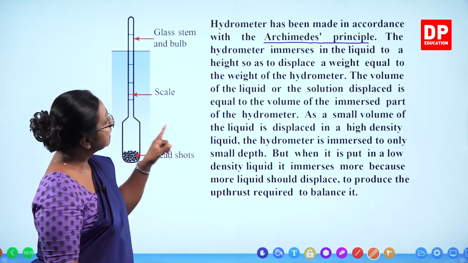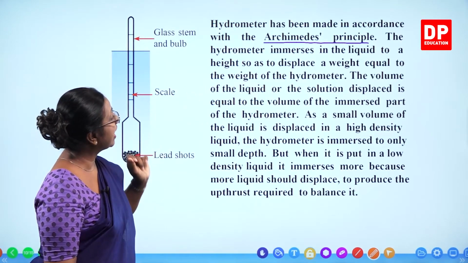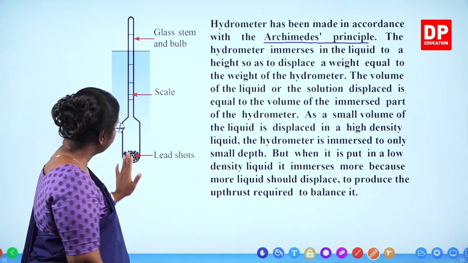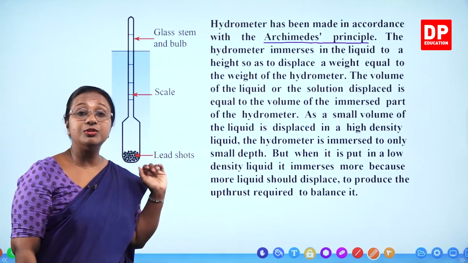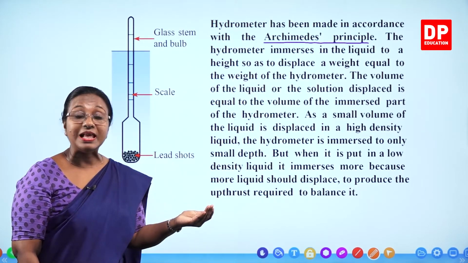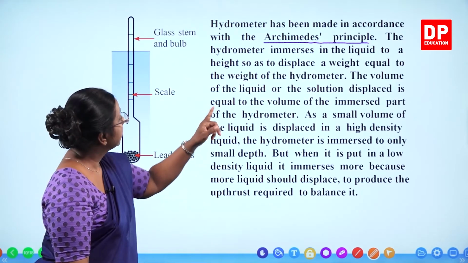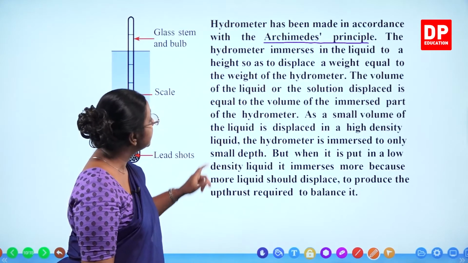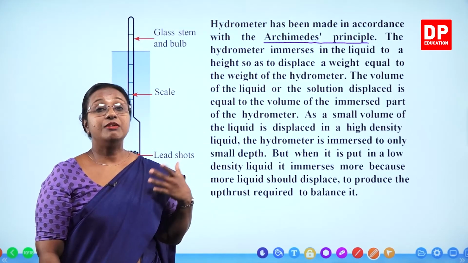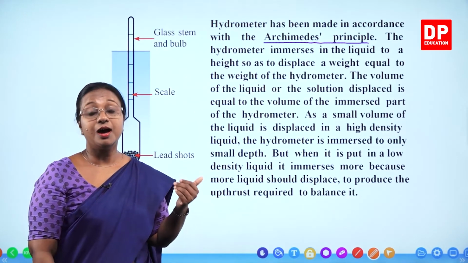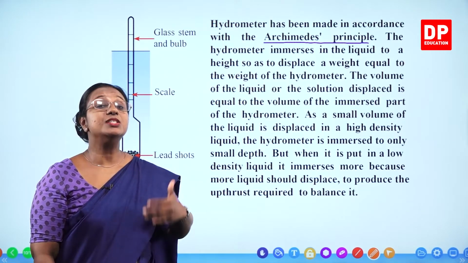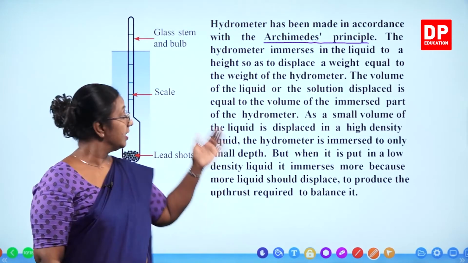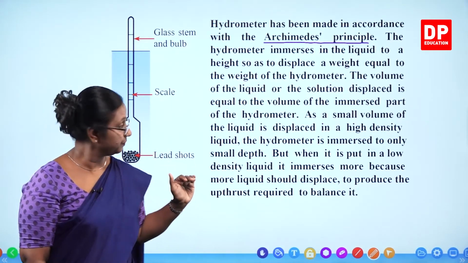The hydrometer immerses in the liquid to a height so as to displace a weight of liquid equal to the weight of the hydrometer. So, the hydrometer has a weight, and the upthrust is equal to the weight of the object. So, it has to displace that amount of liquid. The volume of the liquid displaced is equal to the volume of the immersed part of the hydrometer. So, if it needs to exert a higher upthrust, it has to displace more water. So, the volume of water displaced will be more, and the hydrometer will go down more.